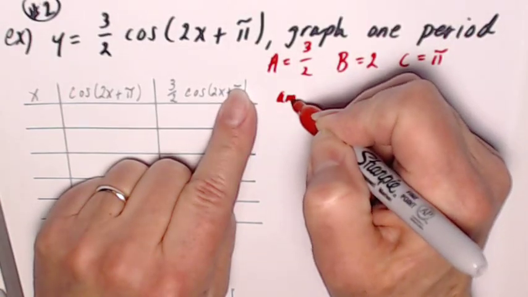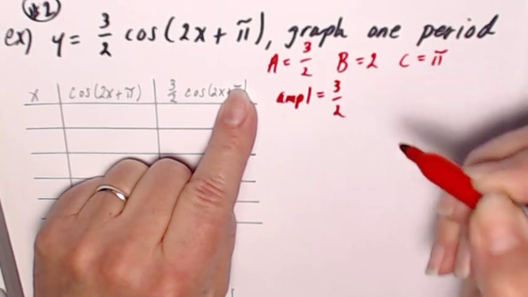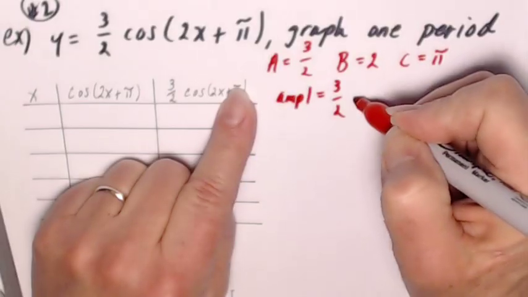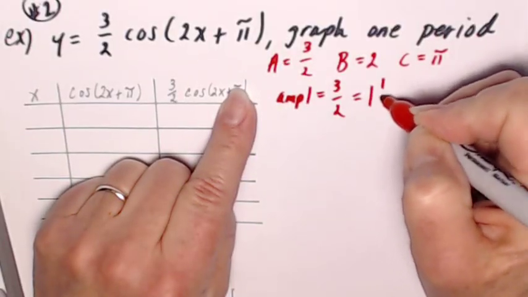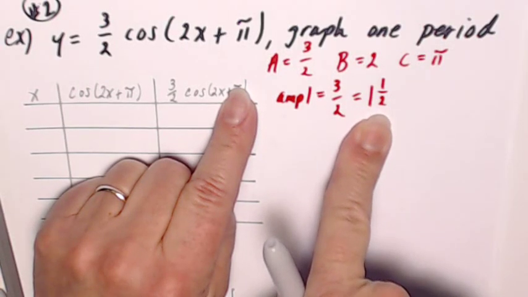So our amplitude is equal to 3/2. It's the absolute value of this, so it's positive 3/2, or we could consider it as a mixed number 1.5. For graph purposes, that might be a little bit easier to envision.